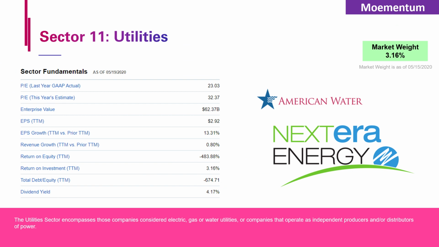The price to earnings ratio based on last year's GAAP actual is at 23.03, and the price to earning for this year's estimate would be sitting at 32.37. The dividend yield for this sector is currently at 4.17%. Examples of companies here include American Water and NextEra Energy.